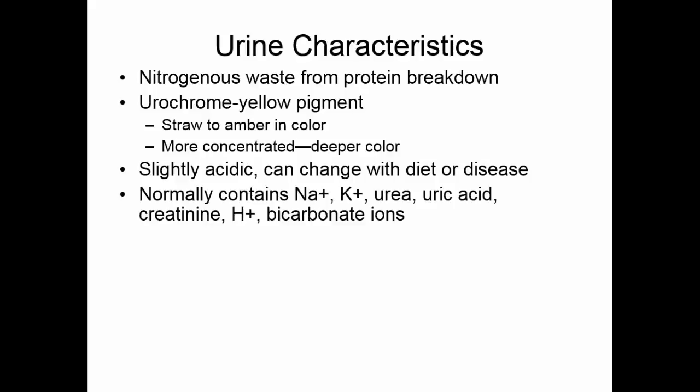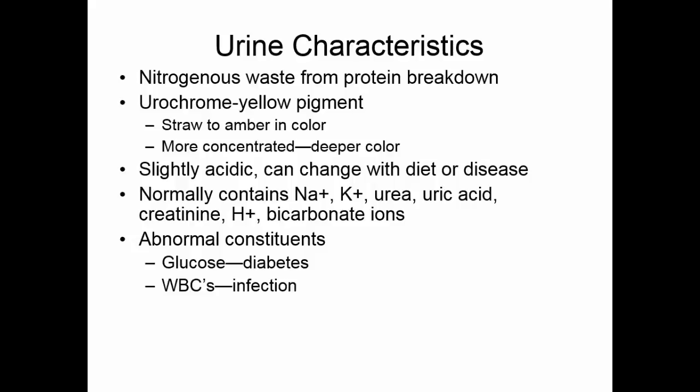Normally it will contain some sodium and potassium, whatever the body didn't need, urea, uric acid, and creatinine, which are the breakdown products of proteins, and hydrogen and bicarbonate ions. This is part of the pH balancing function of the urine. Abnormal constituents can indicate some sort of disease. For example, glucose in the urine typically indicates diabetes. White blood cells in the urine typically indicate an infection.